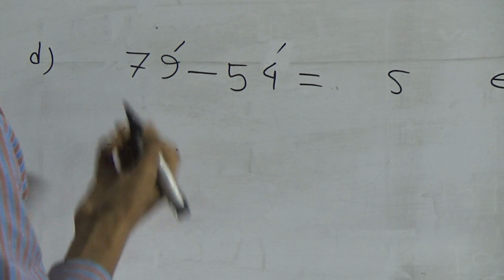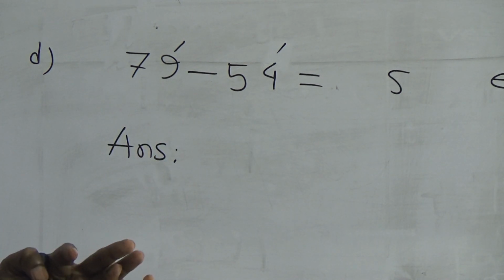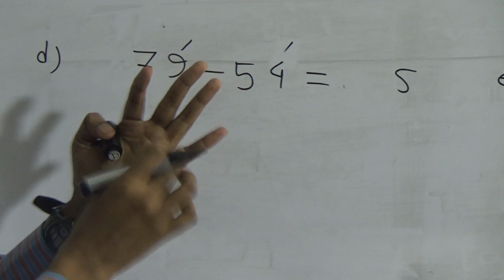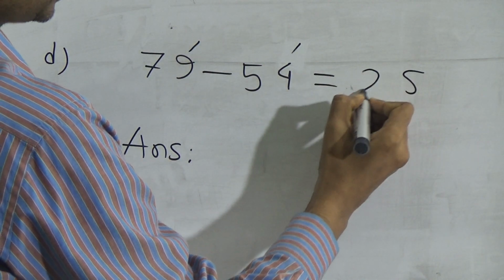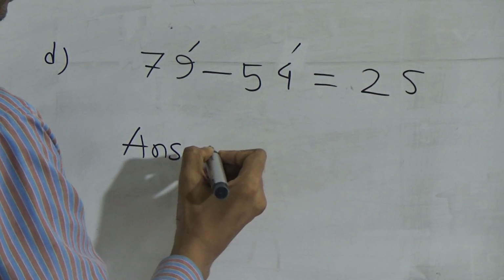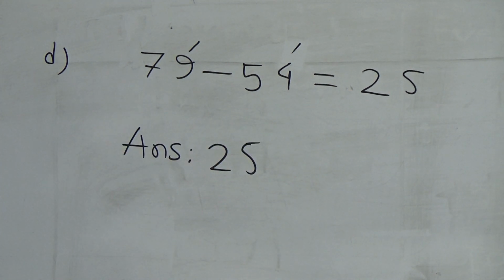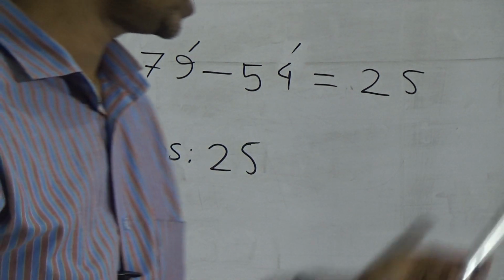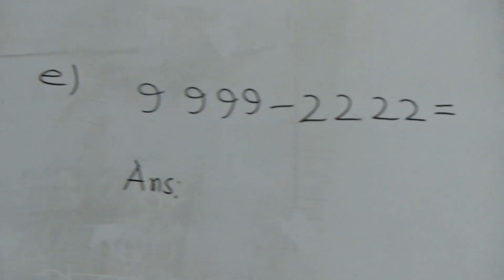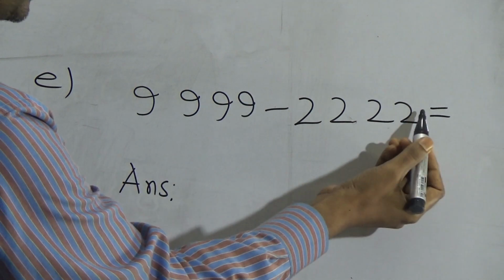7 minus 5. 7 minus 5 equal to what? 7 minus 5. 5, 6, 7. So only the answer 25. Right here answer 25. Similarly, you have to solve E number. Okay? Look, this is 9 and this is 2.